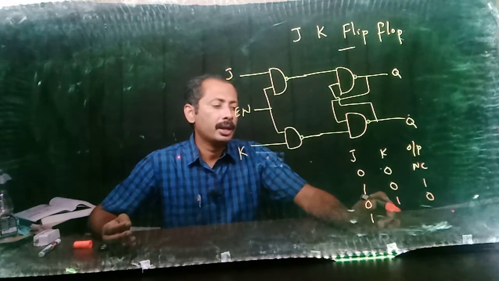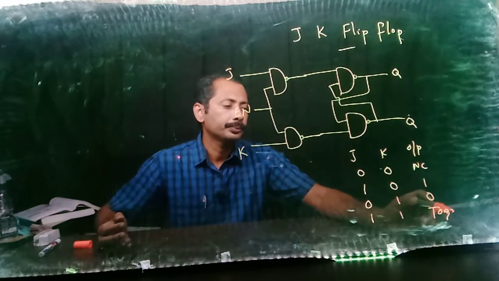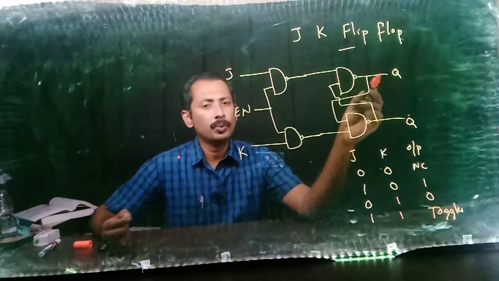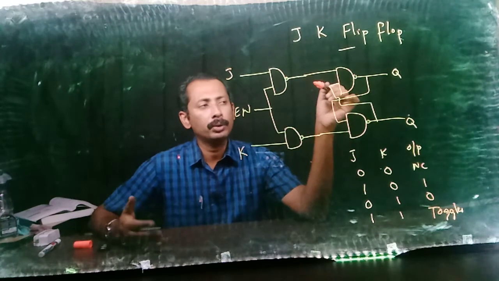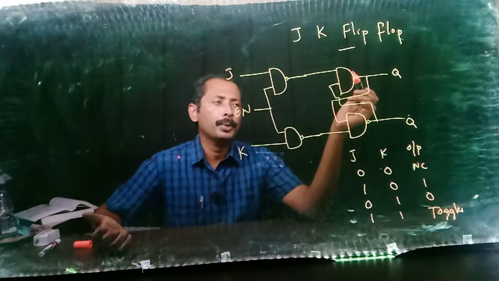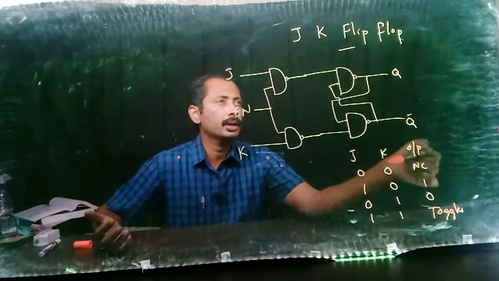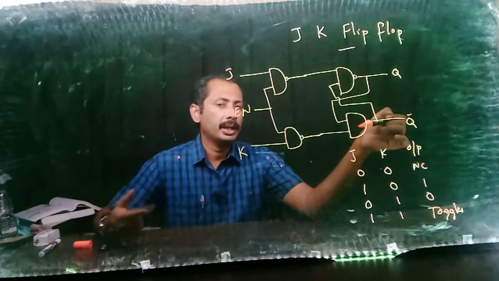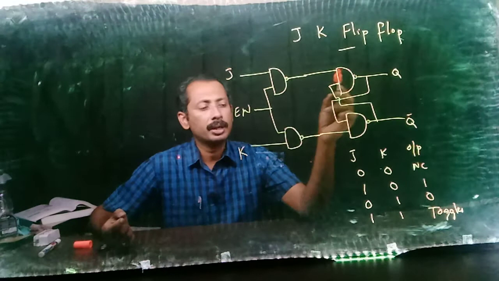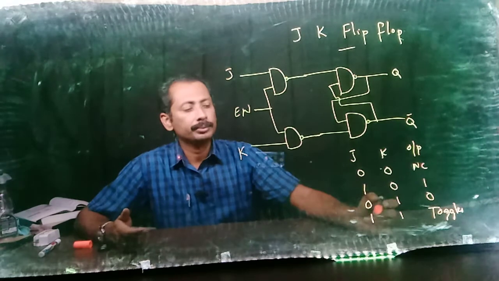If J and K are made 1, the output toggles. Toggles means if the previous Q was 1, then now the Q becomes 0. And if Q was 0, now the output becomes 1. Correspondingly, Q bar will change. So this is allowed in the case of JK flip flop, unlike SR. In SR, 1 and 1 input was not allowed, but in JK, it is now a useful property which will be used for counters.